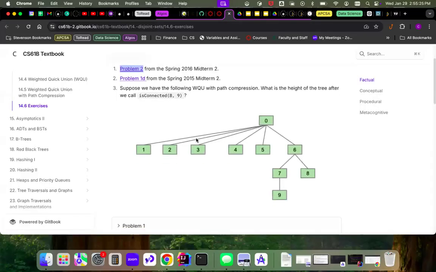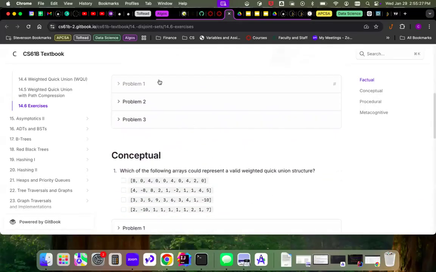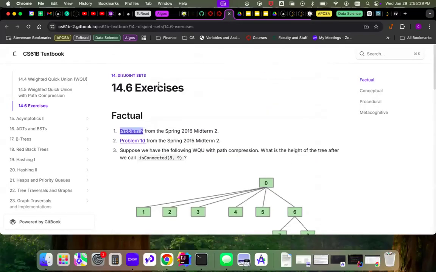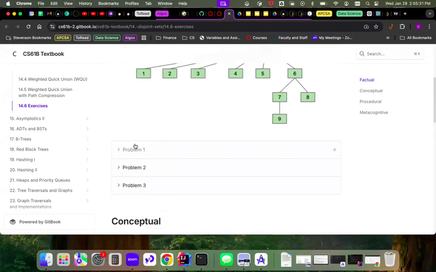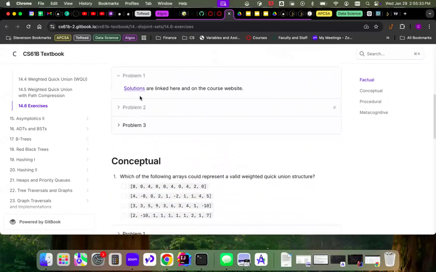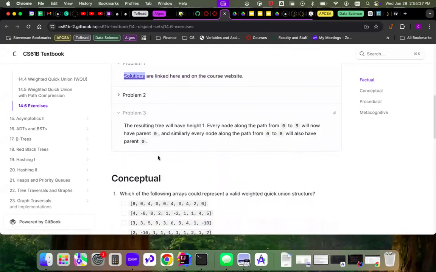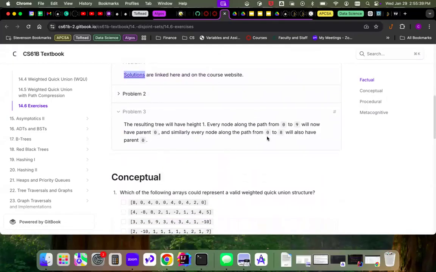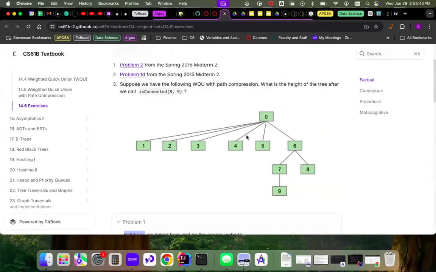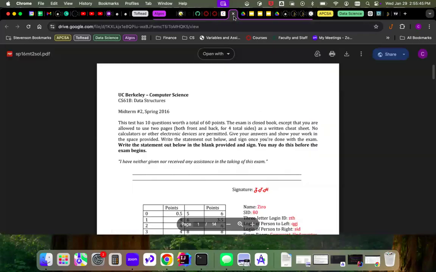Okay, next question. Which problem was that? Problem 1. Let's look at the solutions. And then problem 3, of course, the resulting tree will have height 1. Every node along the path from 0 to 9 will now have parent 0, right? That was our path compression from that one. Let's go look at our solutions.